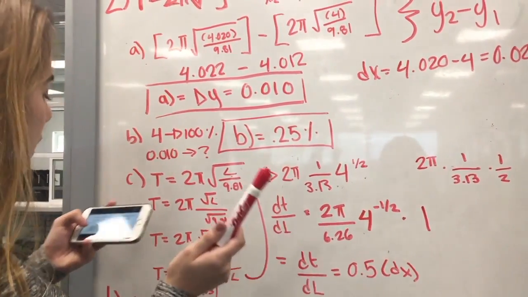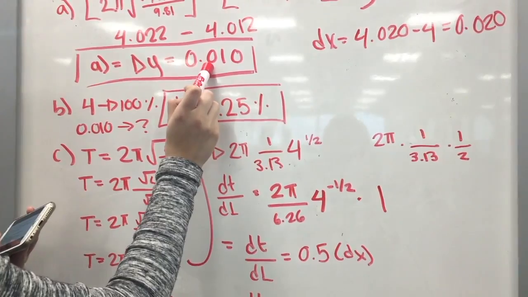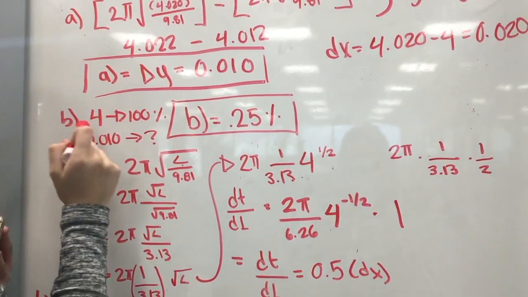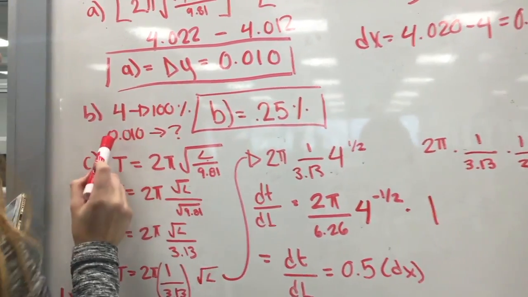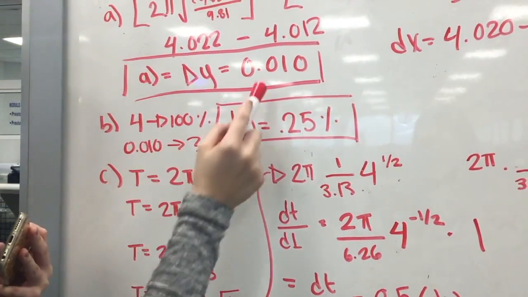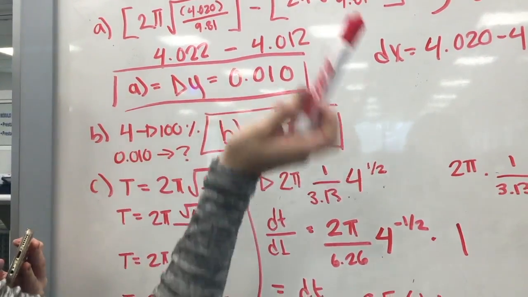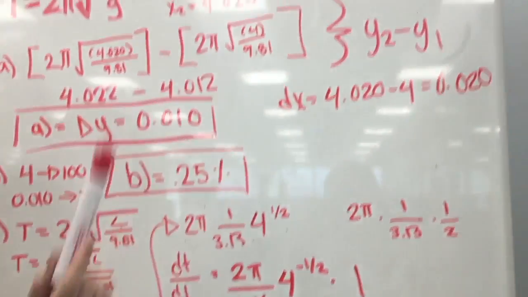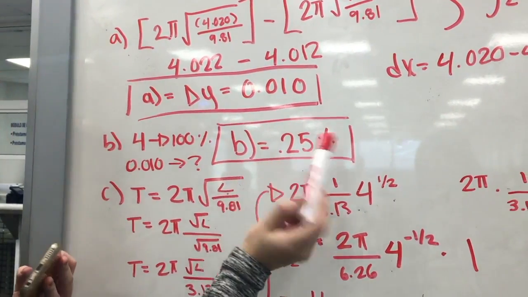So in B, we need to find our percentage of change. So we know that this is our percentage of change. So we need to, if you know that 4 is equal to 100%, which will be the percentage of this change. So we did the same thing that we did in this one. We multiply these two and divide them by 4, so we got 0.25%.